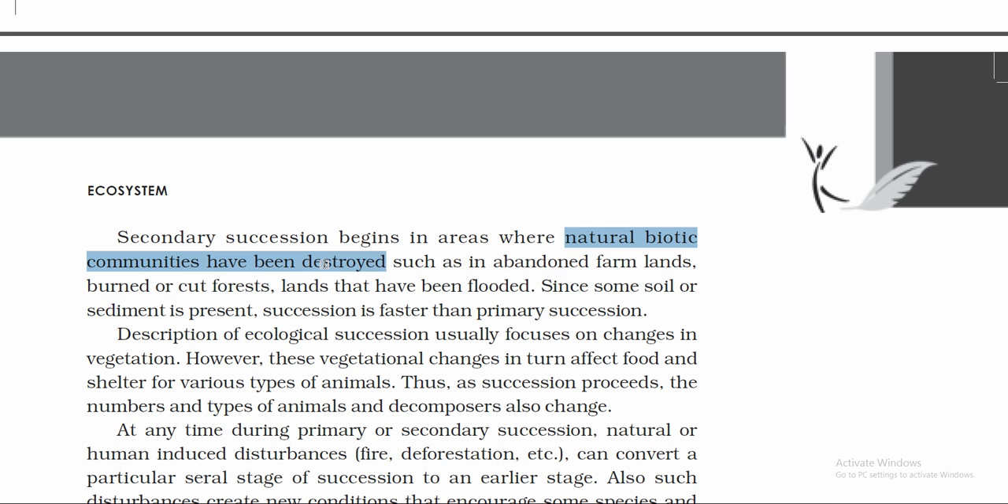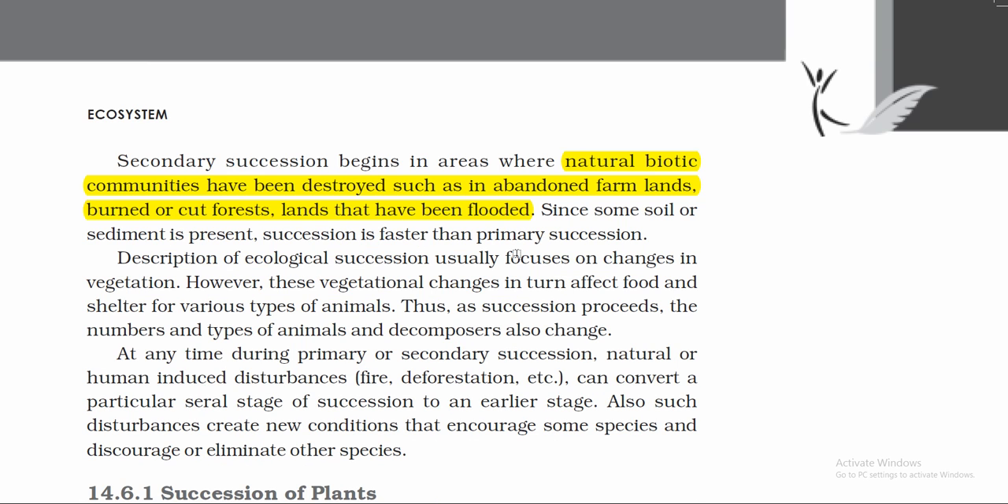Secondary succession begins in areas where natural biotic communities have been destroyed, such as abandoned farmlands, burned or cut forests, and lands that have been flooded. Since some soil or sediment is present, succession is faster than primary succession.